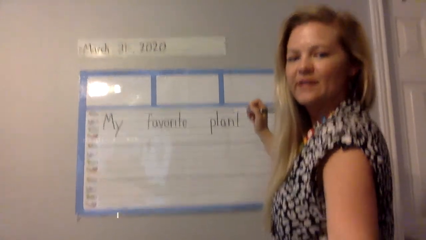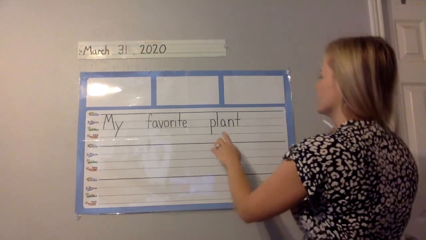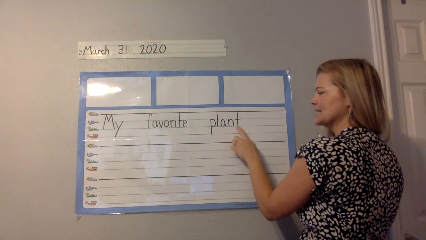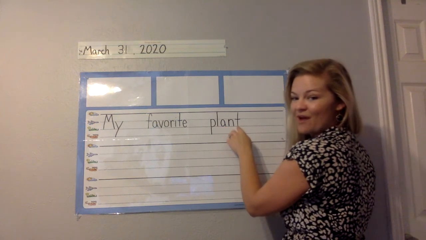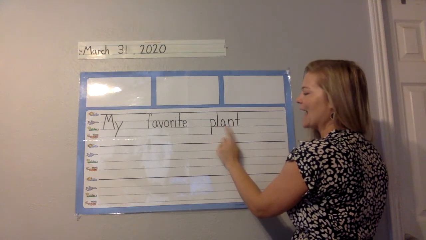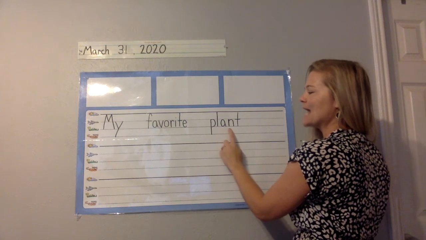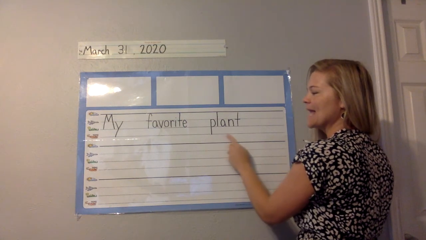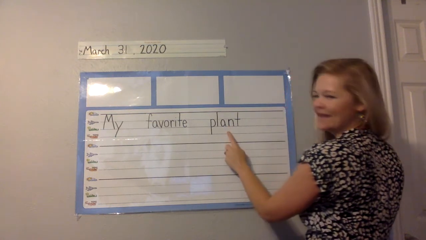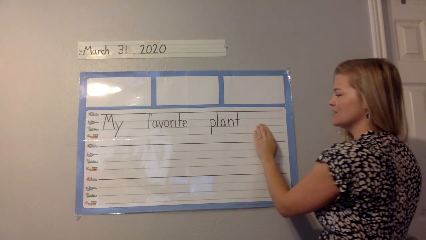My favorite, sorry, my computer's, there it goes. Okay, my favorite, P-L-A-N-T. Let's sound it out. P-L-A-N-T. Plant. My favorite plant. That's what we have so far. We're going to do another word, so we need to do a space.